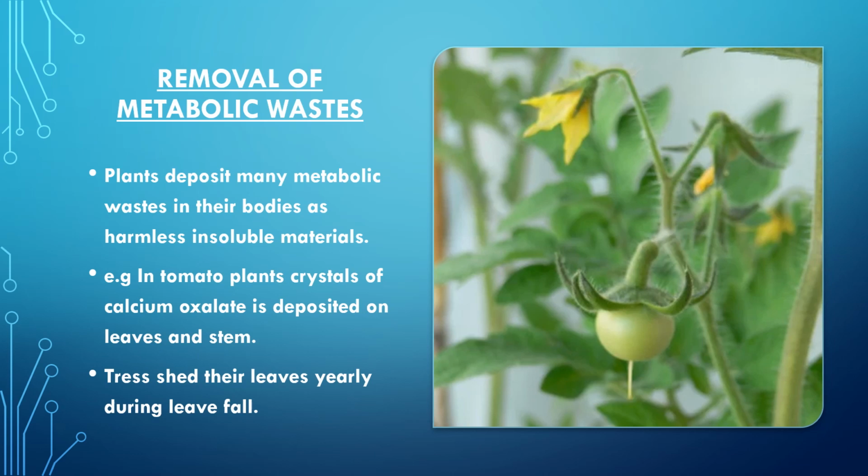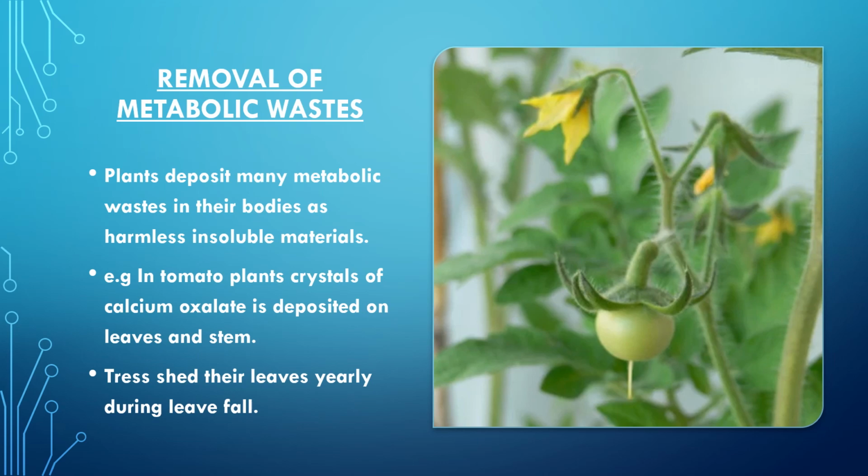Now, removal of metabolic waste. How are the different kinds of metabolic waste removed from different plants? Plants deposit many metabolic wastes in their bodies as harmless insoluble materials. For example, in tomato plants, crystals of calcium oxalate are deposited on leaves and stems. You can see the diagram of the tomato plant showing the hair-like structures. They are actually the crystals of calcium oxalate which are deposited on the stems and leaves.